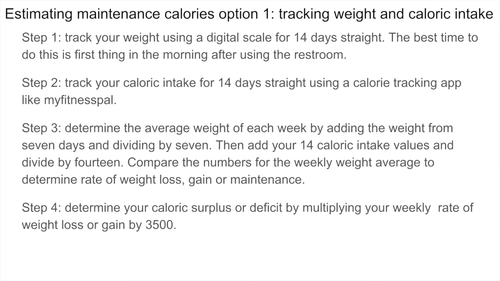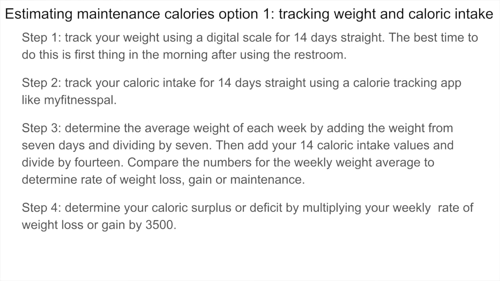Step two is going to be tracking your caloric intake for 14 days straight using a calorie tracking app like MyFitnessPal. MyFitnessPal is my preference, but there are others you can use. Step three is going to be determining the average weight of each week by adding the weight from 7 days and dividing by 7. So we're going to find the mean of each week. Then you add your 14 caloric intake values and divide by 14. So add all of the caloric intake values and find the mean of that.